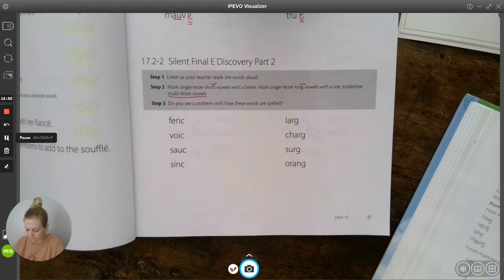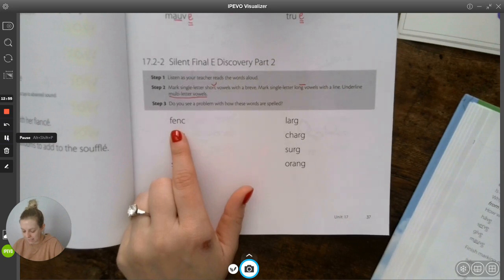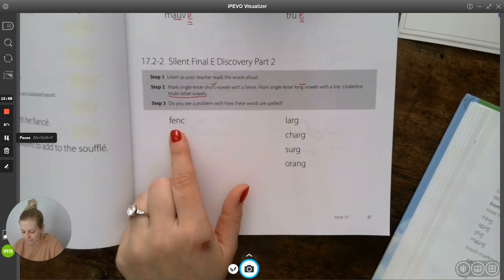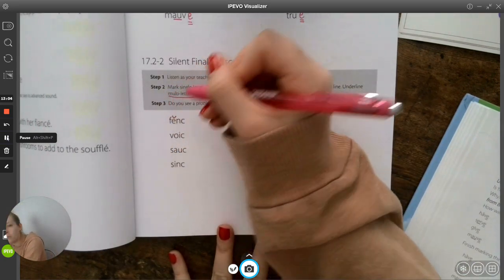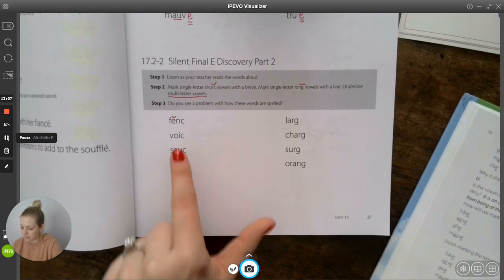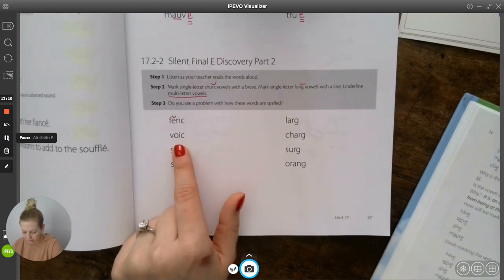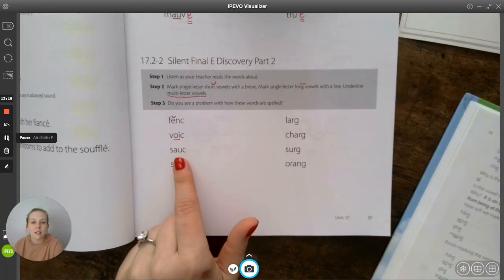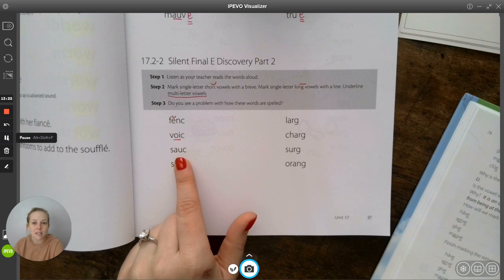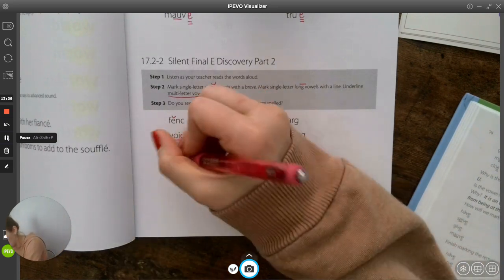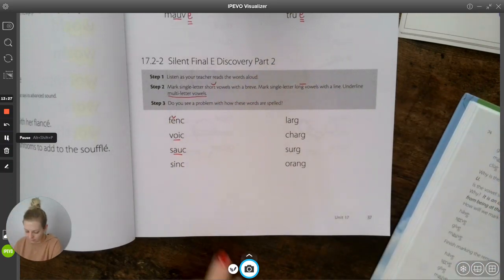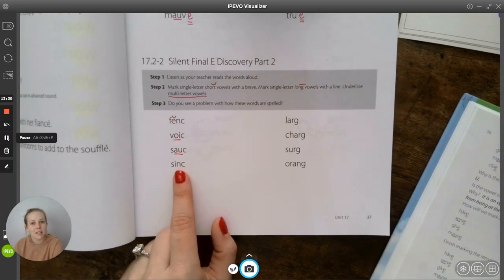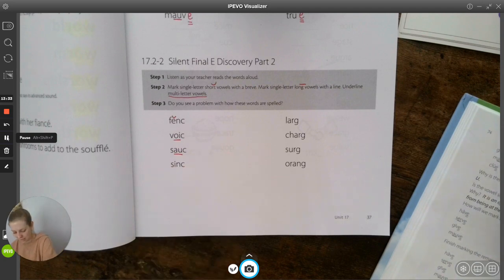Alrighty. First one is fence. That would be a breath. Next, voice. It's multi-letter. Sauce. Another multi-letter vowel. Since. Breath.